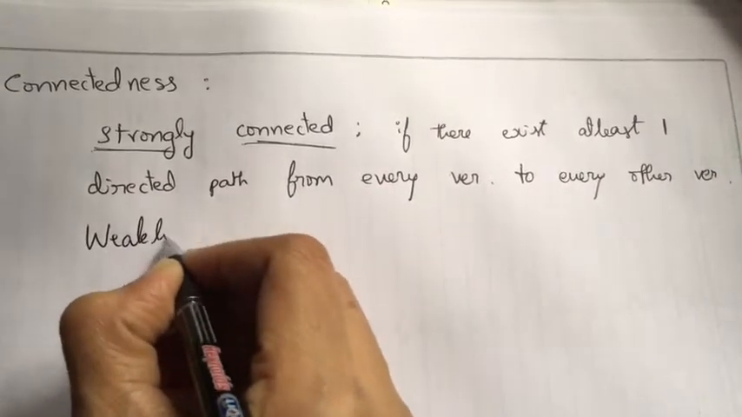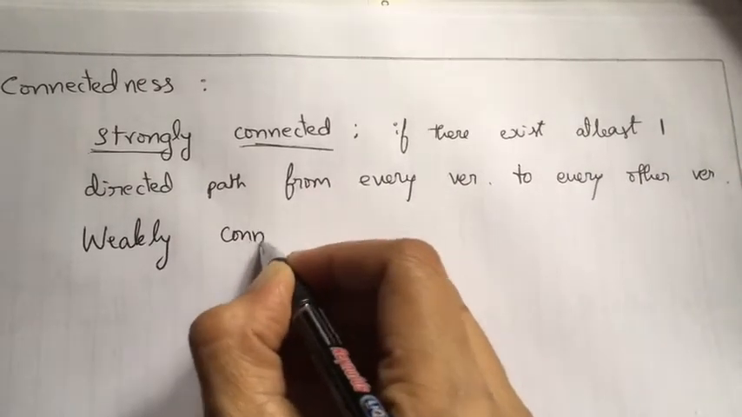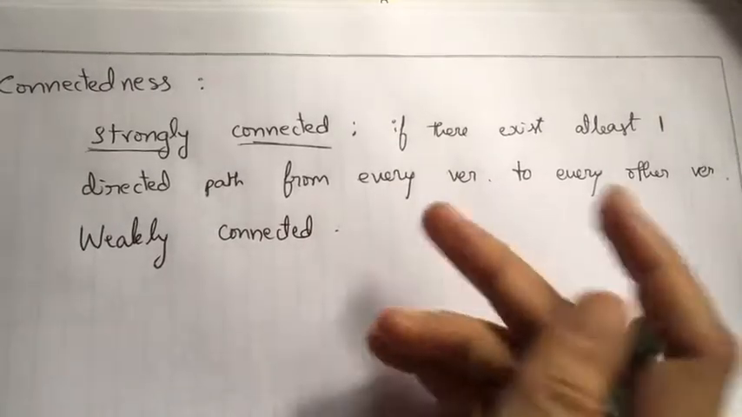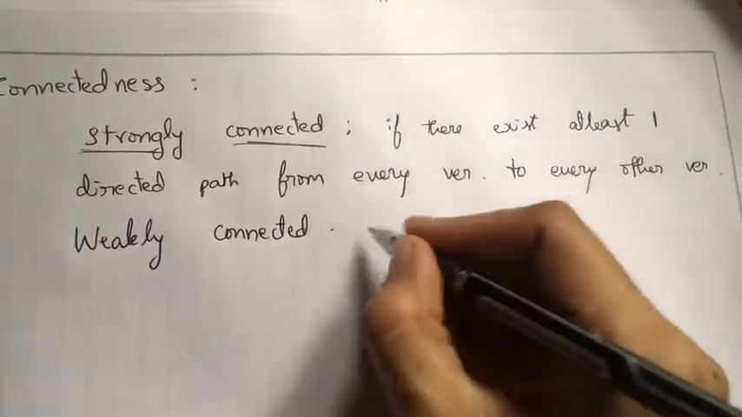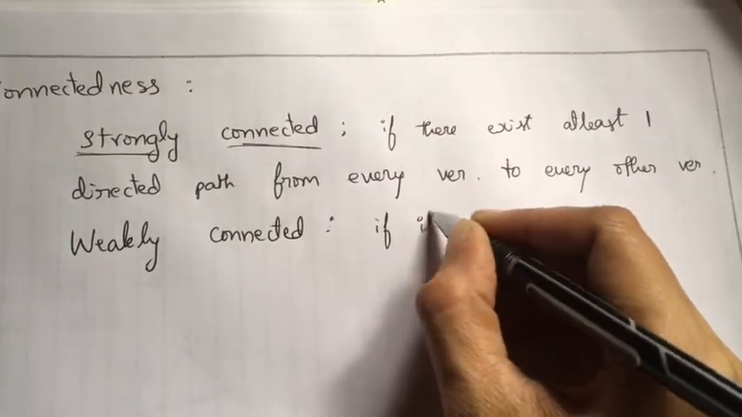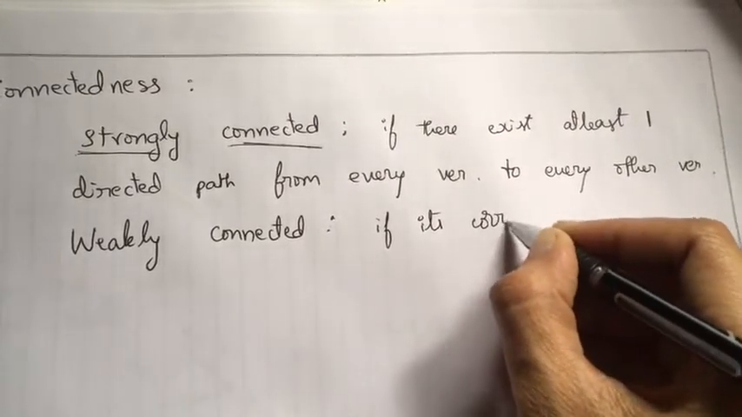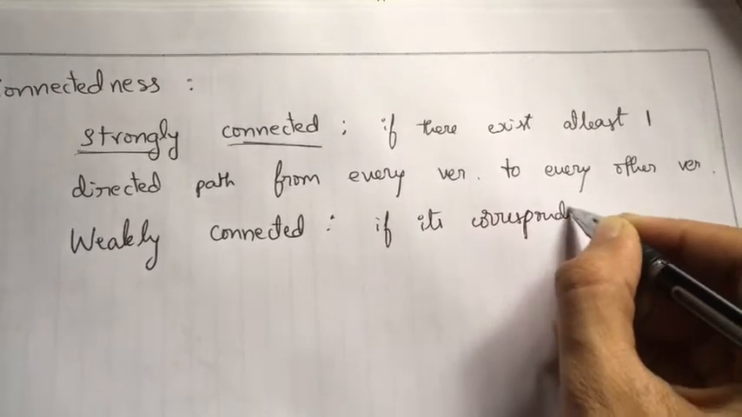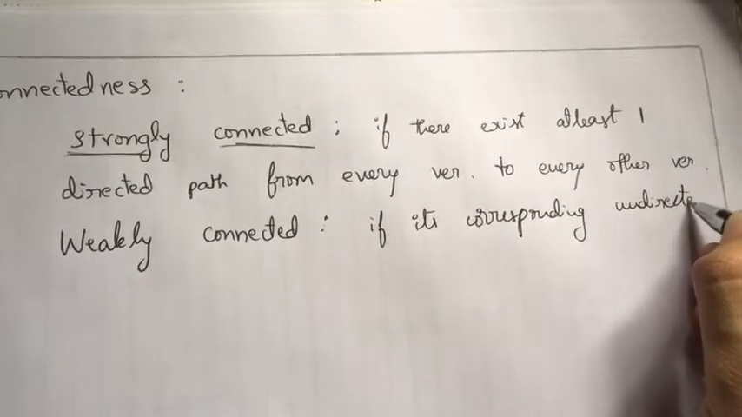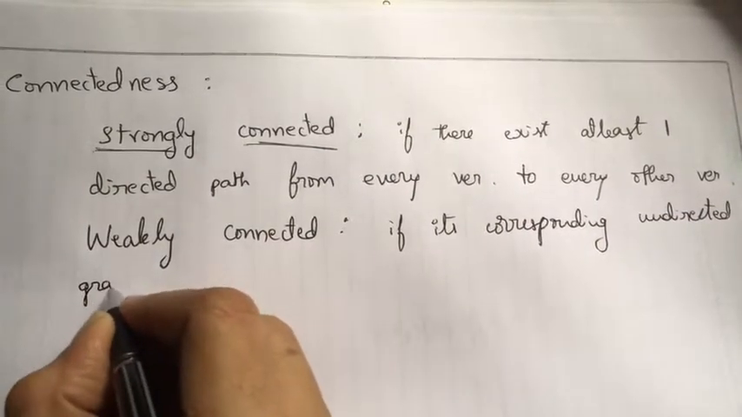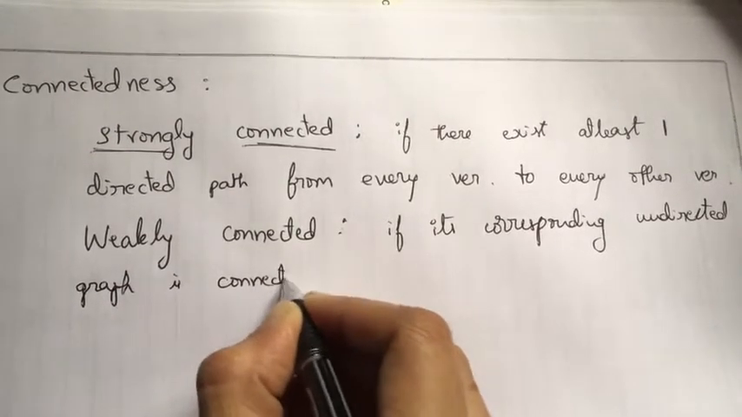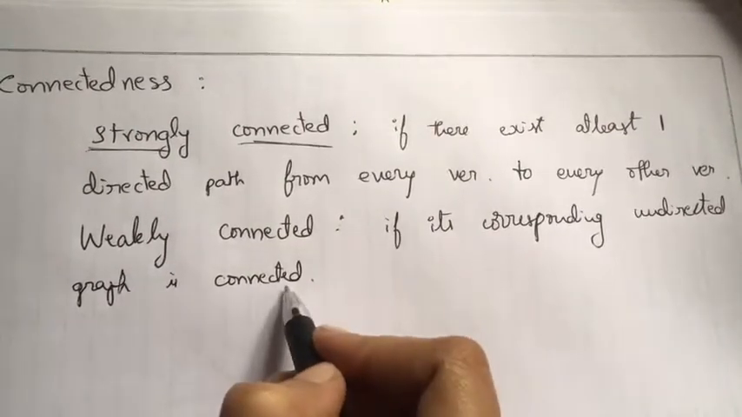A graph which is not strongly connected is called weakly connected if its corresponding undirected graph is connected. But note one thing, it should not be strongly connected.